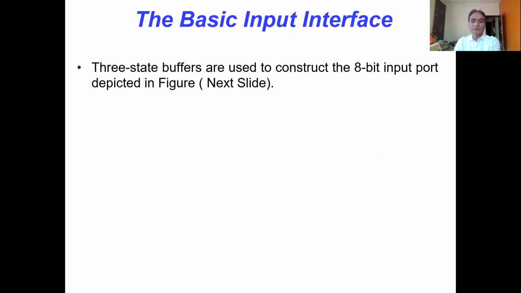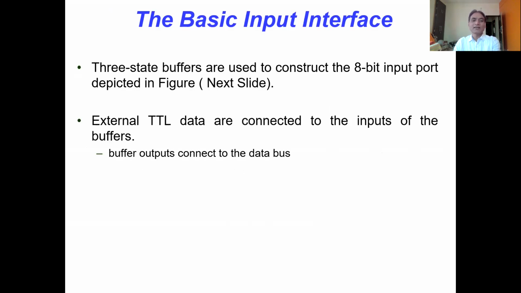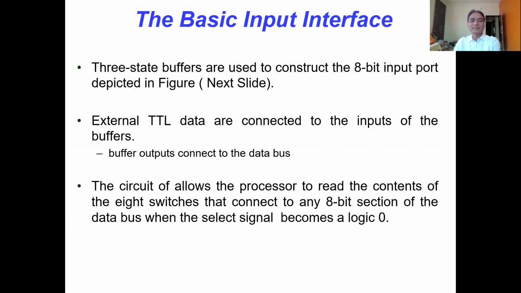Three-state buffers are used to construct the 8-bit input port depicted in the figure, which is on the next slide that I'm going to show you. The external TTL data are connected to the input of the buffer. Buffer output connects to the data bus. The circuit allows the processor to read the content of 8 switches that connect to the 8-bit section of the data bus when the select signal becomes logic 0. Now I'm going to explain.